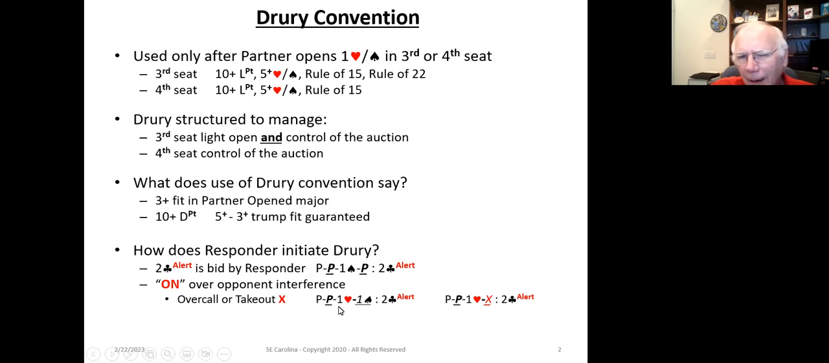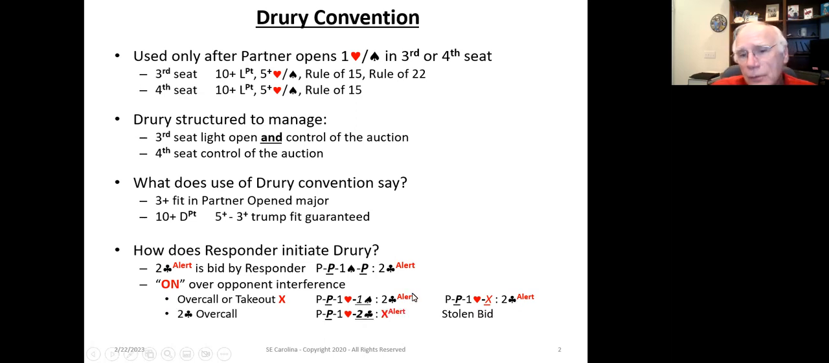Okay, so your partner in third seat opens one heart. The opponent bids one spade. This is okay. And you were sitting in first seat, and you originally passed. If you bid two clubs, that says you've got 3 plus hearts and 10 plus points. Now, if you can see here, the opponent bid one spade, you can naturally bid two clubs. In the second example, the opponent made a takeout double, and you can still naturally bid two clubs.